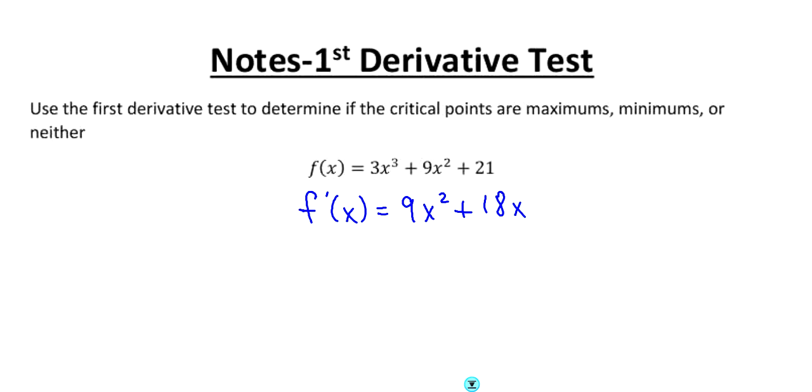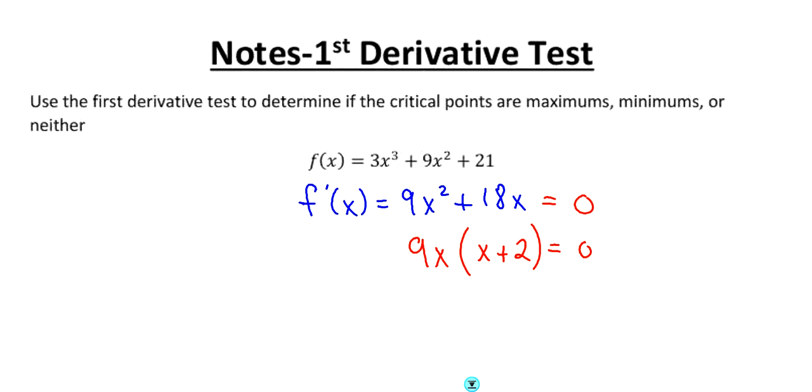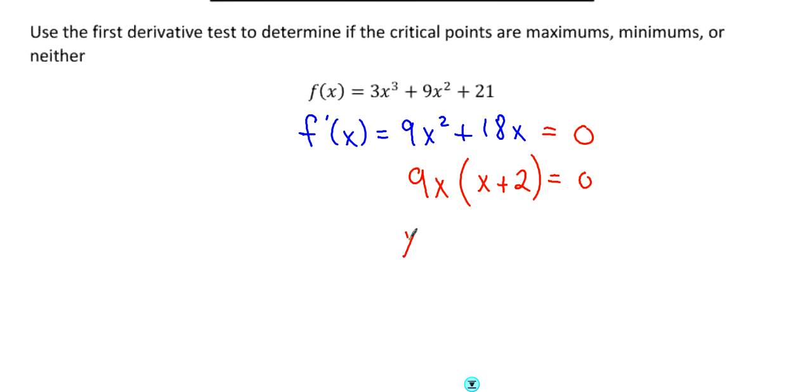Then we take our derivative and we set it equal to zero. Now we have to find the solutions, the zeros of this. To find solutions, we factor. So the greatest common factor is 9x. We take out 9x. We're left with x plus 2. So our critical points are when x is equal to 0 and when x is equal to negative 2.